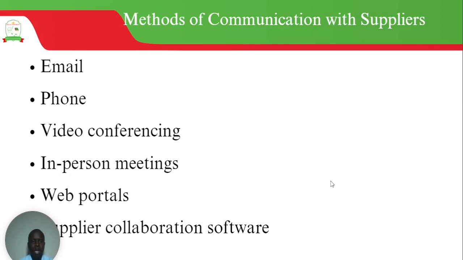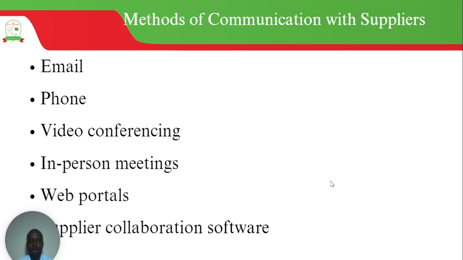Now, when we are communicating with suppliers, we are going to be using a number of methods. For example, emails. E is for electronic. This is a common form of communication. We could also use phones. We could also use video conferencing. Part of video conferencing is what we currently are doing in terms of Zoom meetings, Google Meet meetings, Teams meetings. All those are platforms that help organizations to communicate and reach the suppliers.